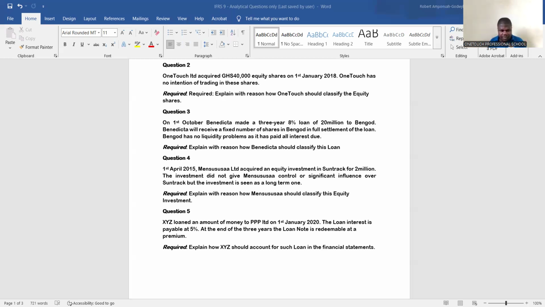Question number 5. XYZ loaned, underlined, loaned. Is it a financial asset or financial liability? Asset. This verb is very confusing to students whenever we use it. So XYZ loaned. If you were in the books of the issuer, they would have said that XYZ borrowed. Borrowed is different from loaned.